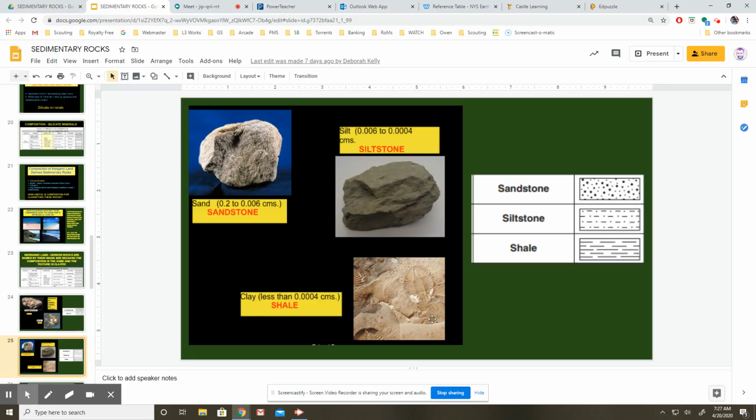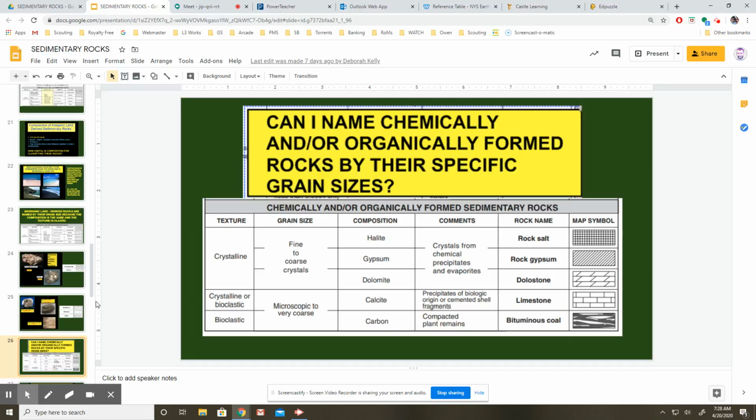Then finally clay. And clay, you can't see the particles at all. They're pretty much invisible to the naked eye, 0.0004 centimeters in size. And those particles glued together, clay, without any moisture in it, basically, or compacted down, is considered shale. And then, as you can see here, we have some fossil impressions in the shale, which we'll see more as we go.